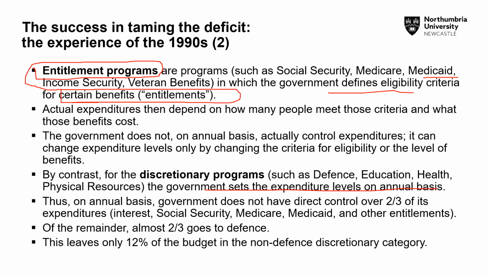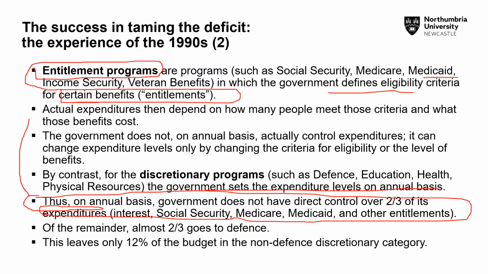So the problem with entitlement programs, as I've already mentioned, is that the government does not have control of 2/3 of its expenditures, because these are entitlements. So, for example, somebody might get sick one year and hence need money or approach one of these programs or rely on one of these programs, but not the next year. So there is no guarantee as to what the expenditure will be.